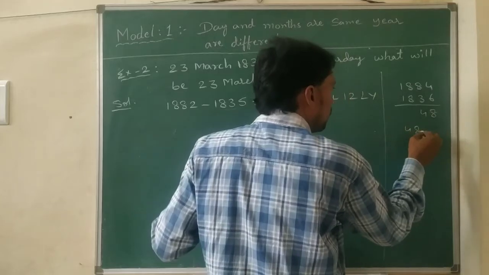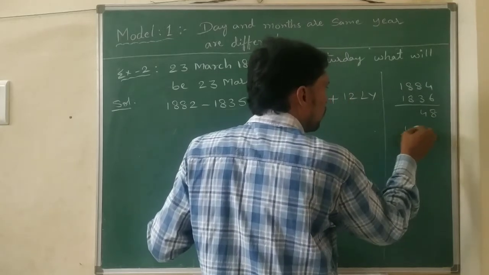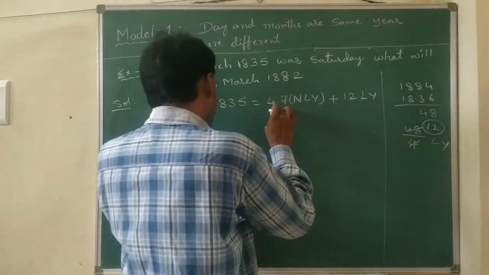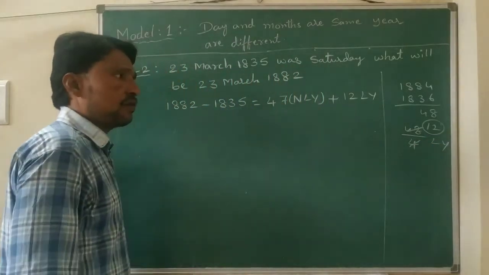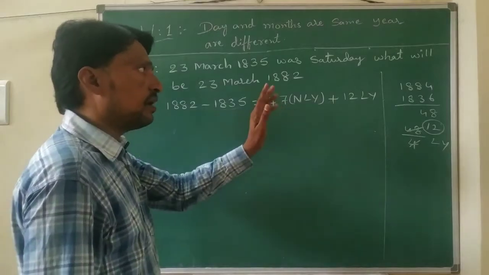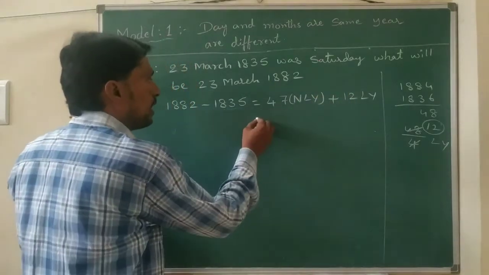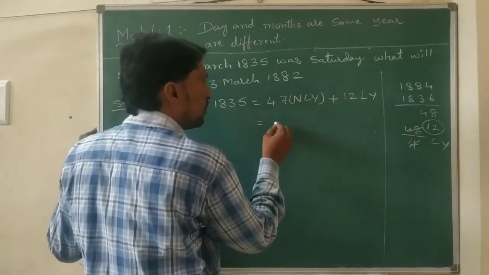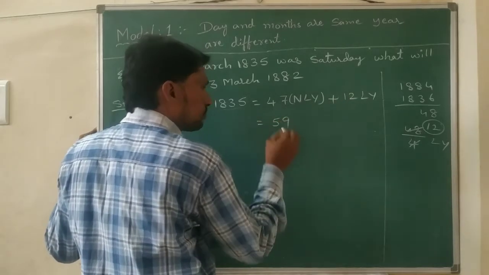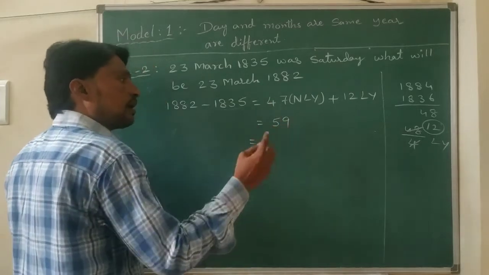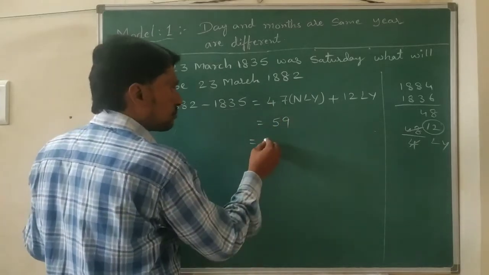This 48 you have to divide by 4. 4 twelves are 48, which means we get 12 leap years and 47 non-leap years. Now we add 47 plus 12, that is 59. You divide 59 by 7.